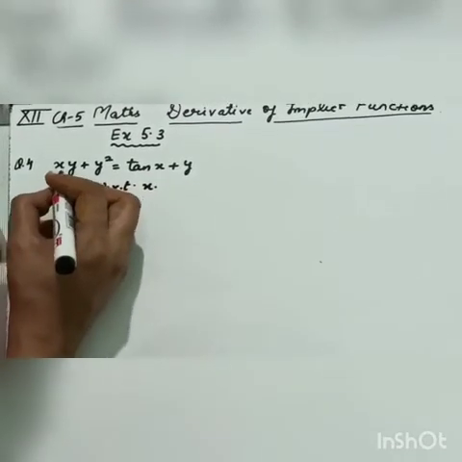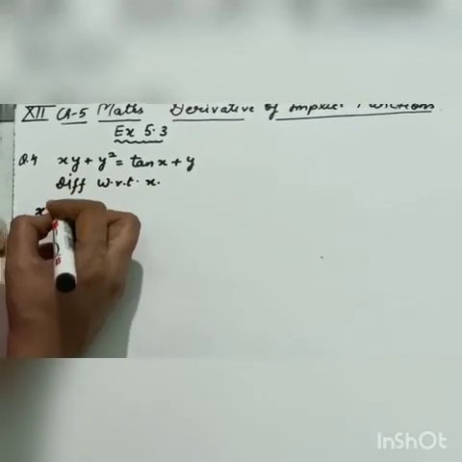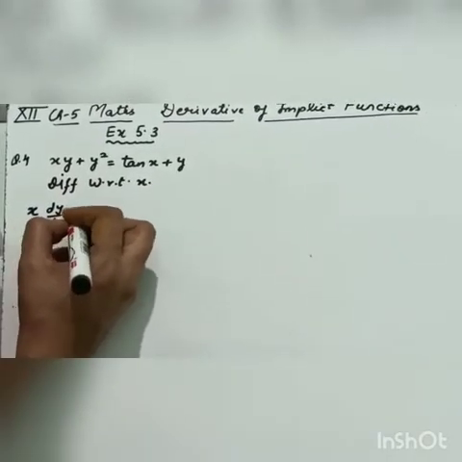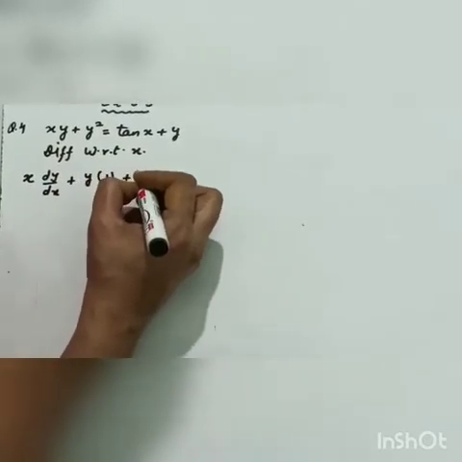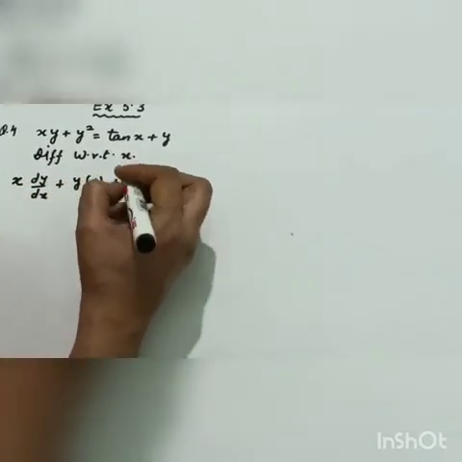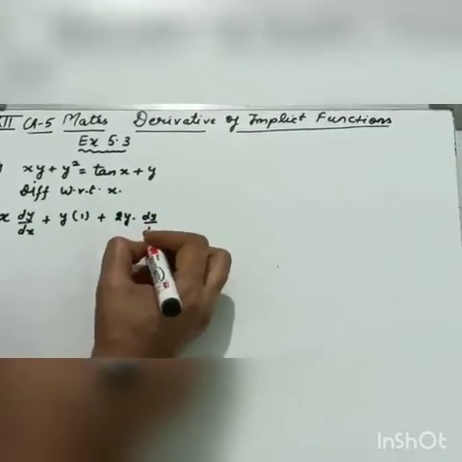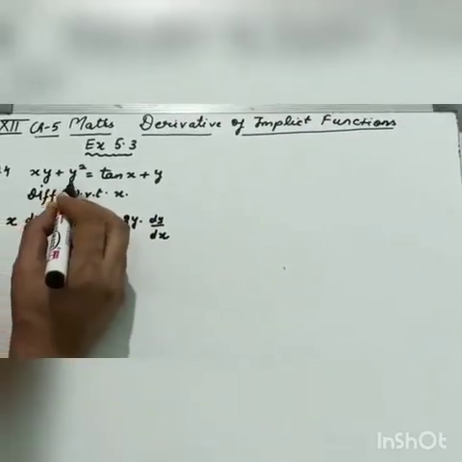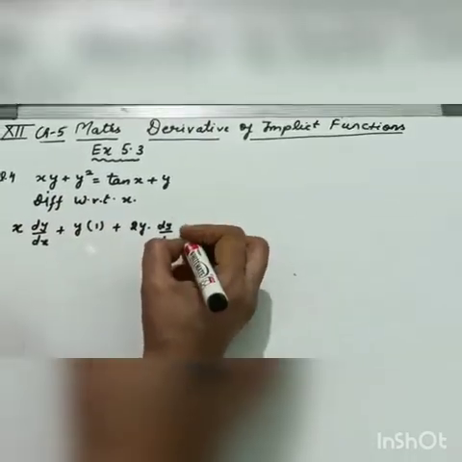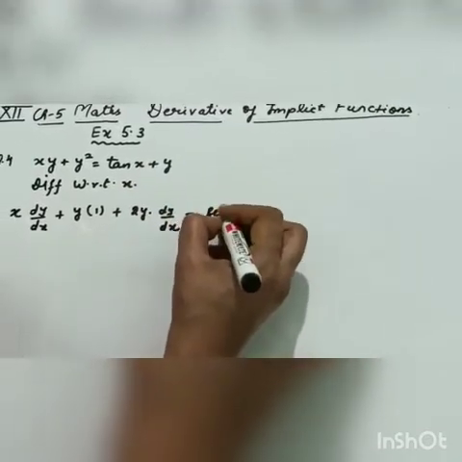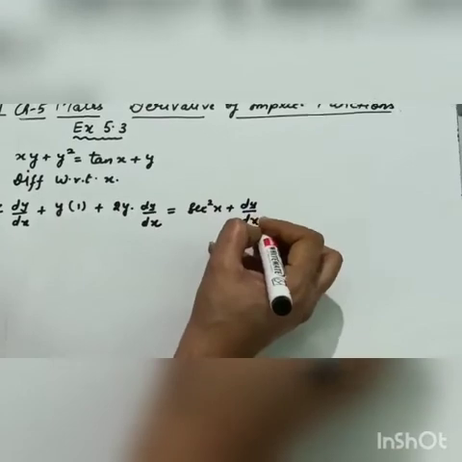So when we differentiate the first term, we need to apply the product rule. So x as it is, derivative of y is dy by dx, plus y as it is, derivative of x is 1, plus derivative of y square is 2y into dy by dx. Any term where we have y part, when we differentiate that, we have to write dy by dx along with the derivative. So tan x derivative is secant square x plus derivative of y is dy by dx.